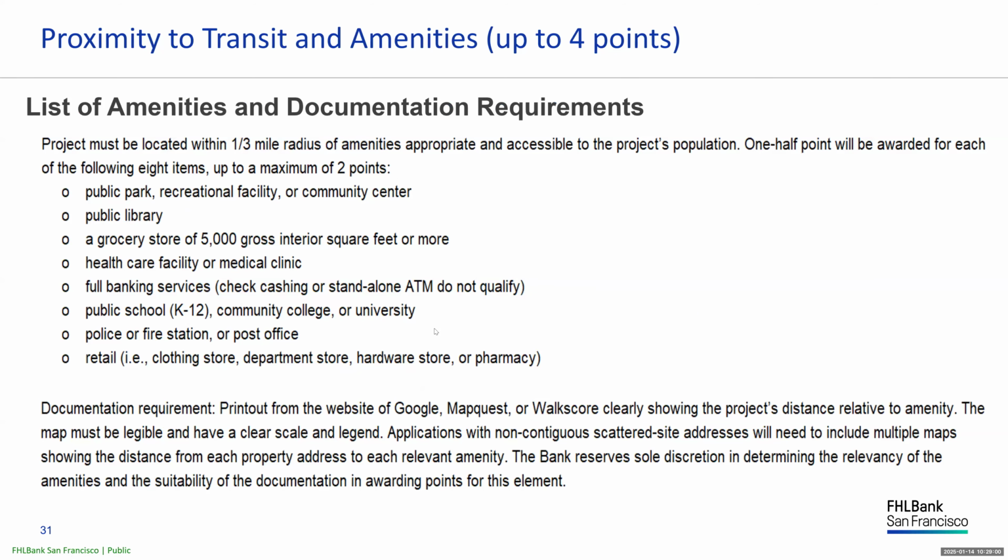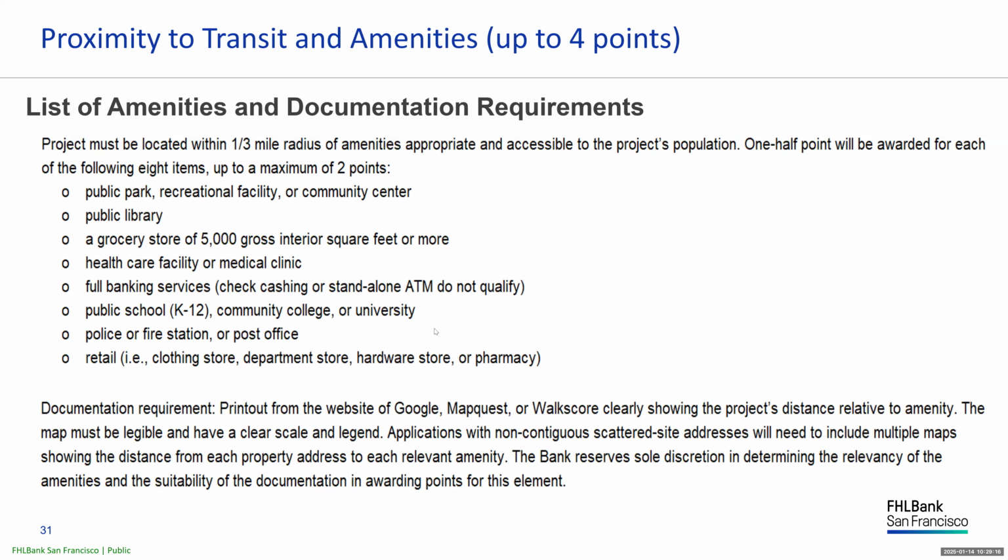Being located near transit and amenities is worth up to 4 points. For the transit element, a project must be located within a third-mile radius of the specific transit stop. Half a point, up to a maximum of 2 points, will be awarded for each transit service or line.